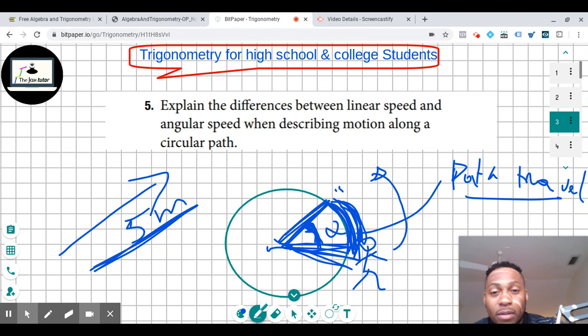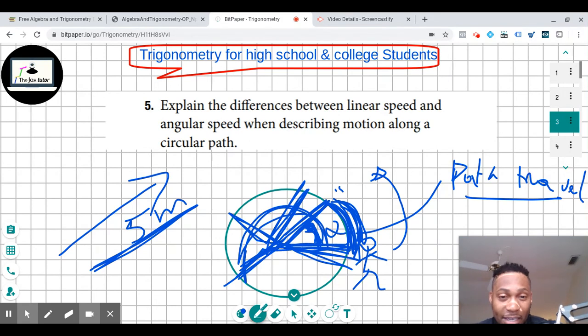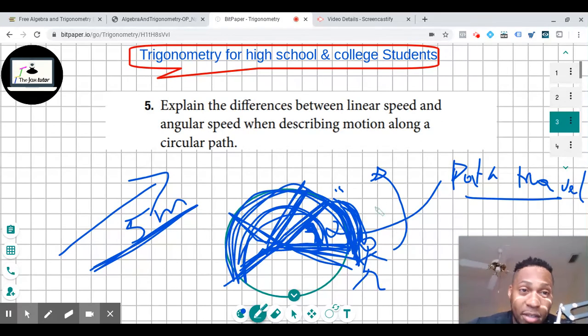It could make this angle for a certain unit of time. It could also make this angle for a certain unit of time. It could also make an angle that looks like this for a certain unit of time. So this angle, if it looks like this, or it looks like alpha, for a certain unit of time is considered to be the angular speed. But that path, this whole path right here, for a certain unit of time is considered to be linear speed.